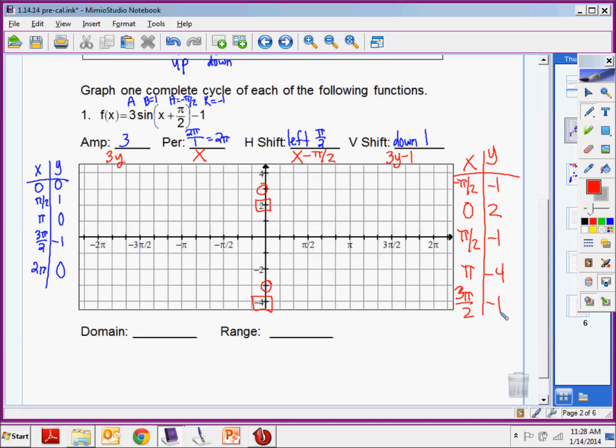Yes. Can I just plot those points now? Yes. So I'm going to go to -pi/2, and I'm going to go to -1. I'm going to go to 0, and I'm going to go to +2. I'm going to go to pi/2, and I'm going to go to -1. I'm going to go to pi, and I'm going to go down to -4. And I'm going to go to 3pi/2, and I'm going to go to -1. And there's my transformation.